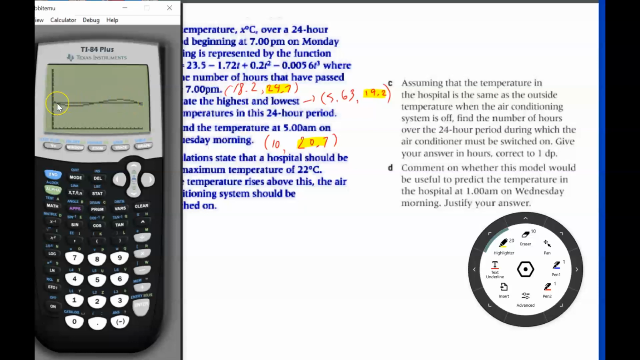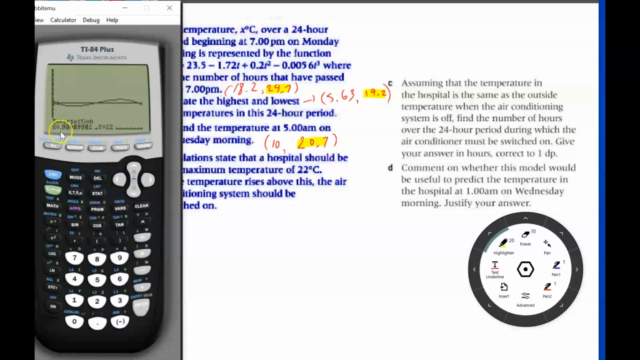I'm not sure if it intersects here too. We could try that. We could look at that intersection point here. Okay? So we'll find those 3 intersection points. So we'll find intersect, which is number 5. And the first curve is the cubic, we say yes. The second curve is the straight line 22, we say yes. And then we move the cursor close to the first intersection point here, and we hit enter.